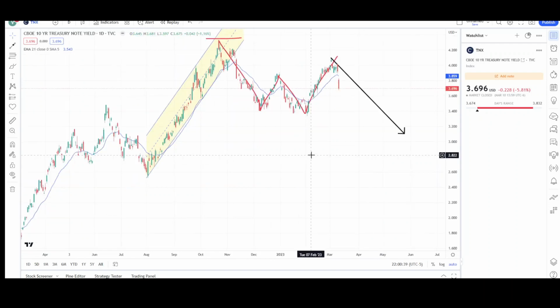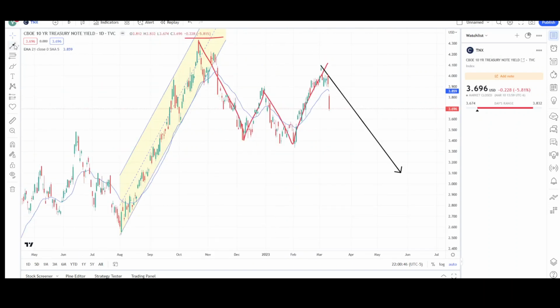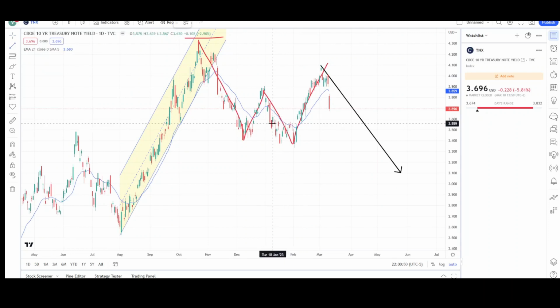So 3.1 level could be reached. That's where the measured move target is. So we'll have to wait and see. But there is a potential level we can get another move higher from, and it's this one right here. So I'm expecting this drop to continue to probably the 3.561 level. That's where the breakout was.